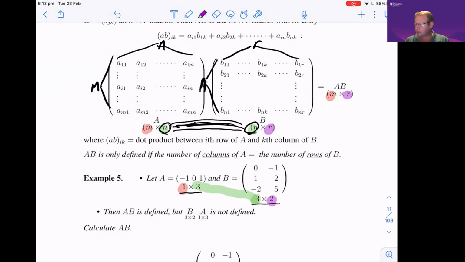Back to the matrix multiplication. So how is this done? It's all given in this formula.